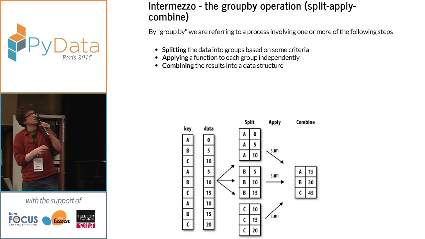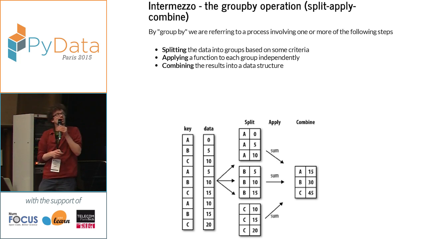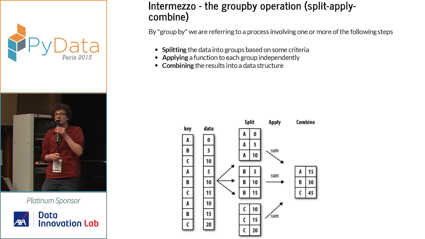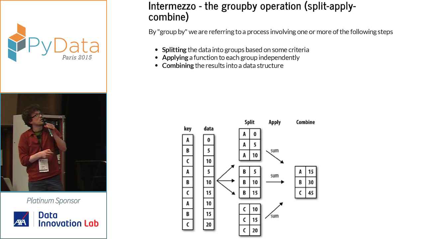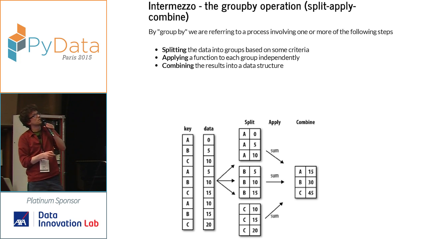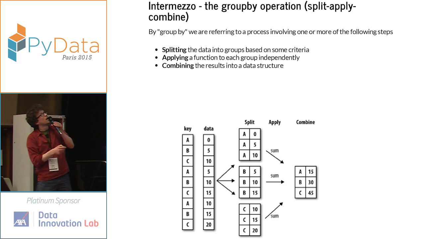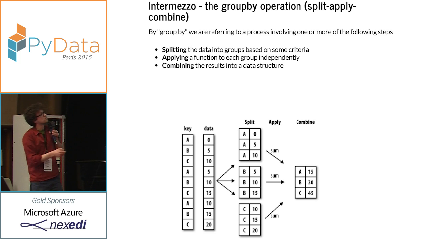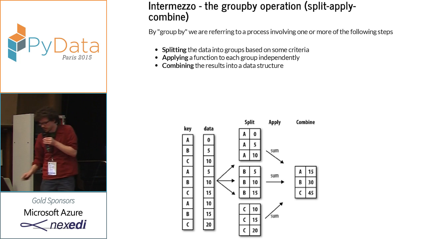Then you apply a function to each group. This can be an aggregation function like here. You take the sum of each group, but it can also be transforming. You can, for example, normalize data within each group. And then you combine the different groups together again to a data frame. So this is the group by functionality. You can do a lot of different kinds of analysis with this one.